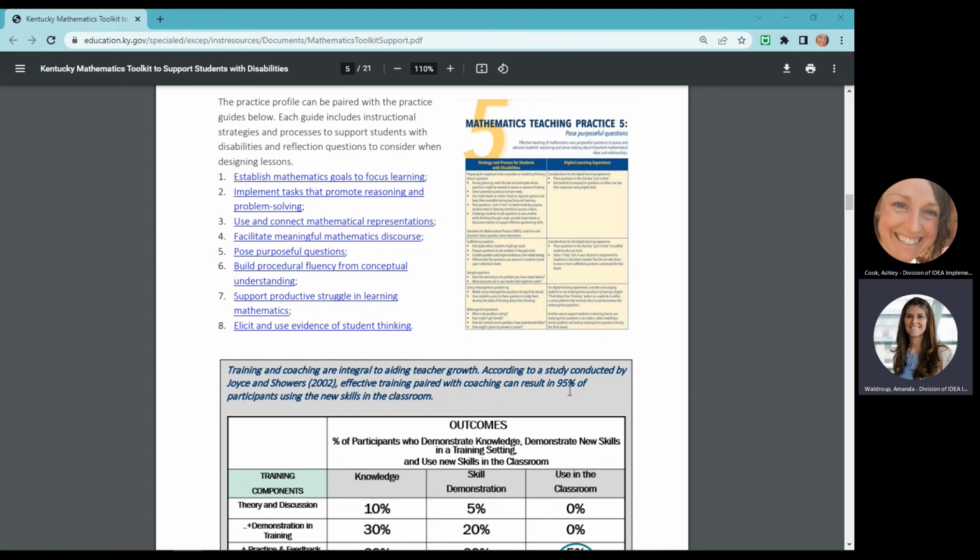And there's also a digital learning experience column, in terms of how those strategies translate to a virtual learning experience. And then there are also some reflection questions that teachers can use when they're planning their lessons and incorporating these strategies within their lessons.